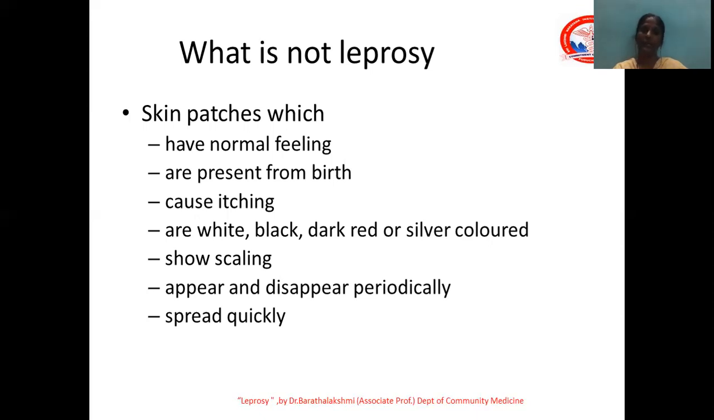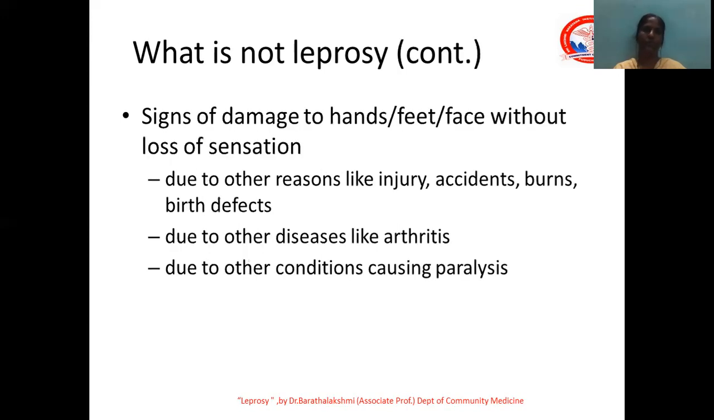And spreading quickly, I already told you, this is a disease of low pathogenicity. So even quick spread doesn't look like leprosy. Then what is not leprosy? You look for signs of damage to hands, feet, and face. If there are other reasons like injury, accidents, burns, and birth defects, they can lead the person to anesthesia of the affected part. And it can be due to arthritis. It can be due to other conditions causing paralysis.